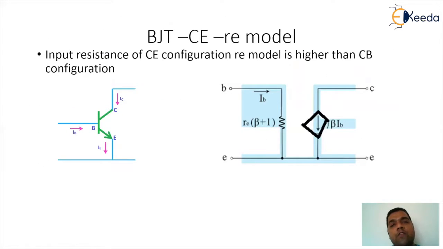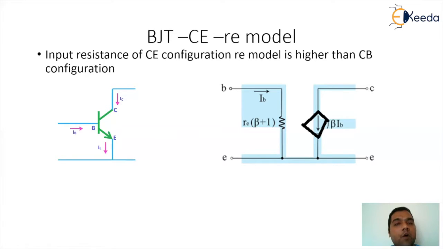So if I go for the rearrangement of the model to get the BJT common emitter RE model, in the common emitter RE model, the emitter works like the common terminal for the base and the collector. The base is the input terminal, the collector is the output terminal. So the junction is the base emitter junction, which is again your input junction, but the input current flowing is going to be IB. So that's the reason the impedance of the input side gets modified to a value RE with a factor 1 plus beta.